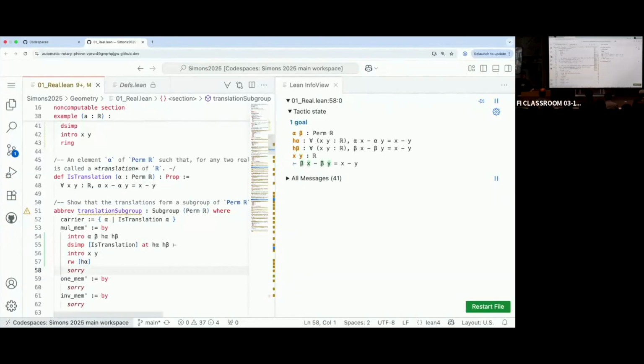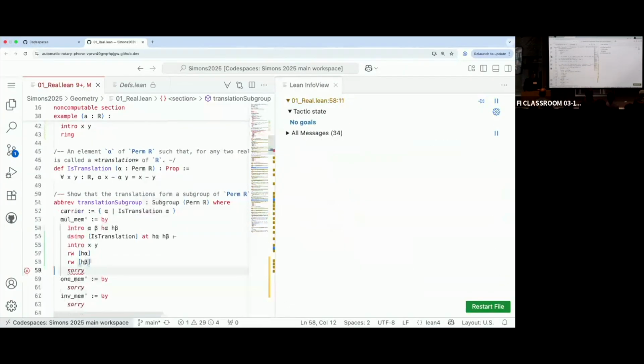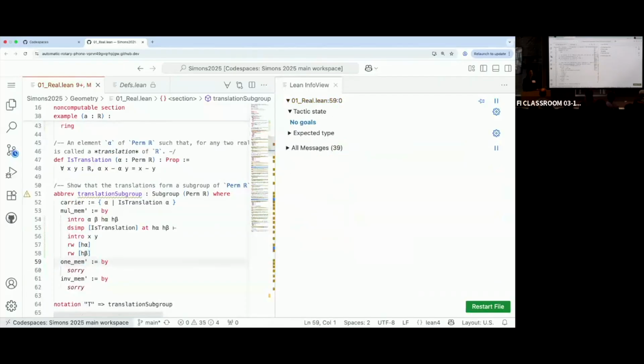And I'm going to add that to our list of what I'm calling Lean convenience tactics. And now I've got to show that beta of x minus beta of y is x minus y. Any suggestions? Great. And we have done this part.